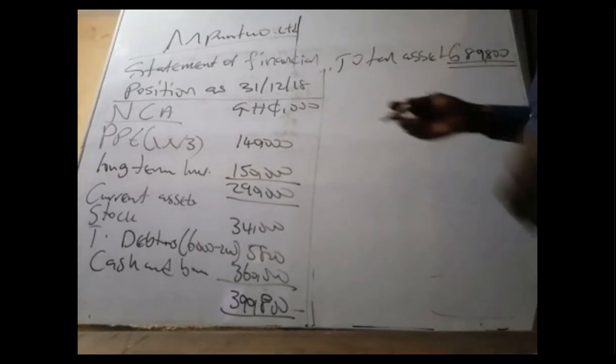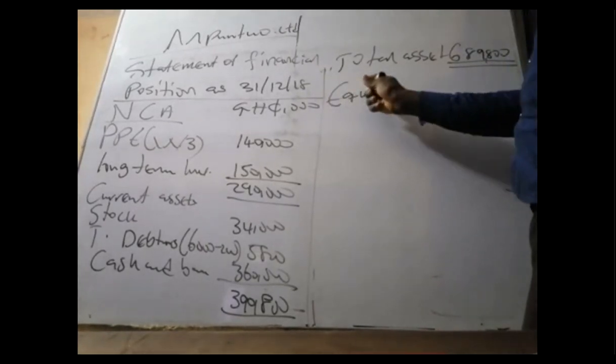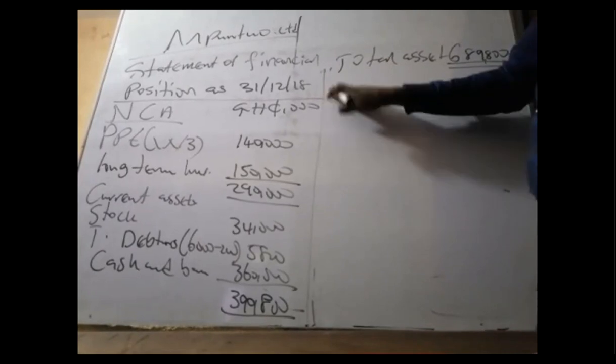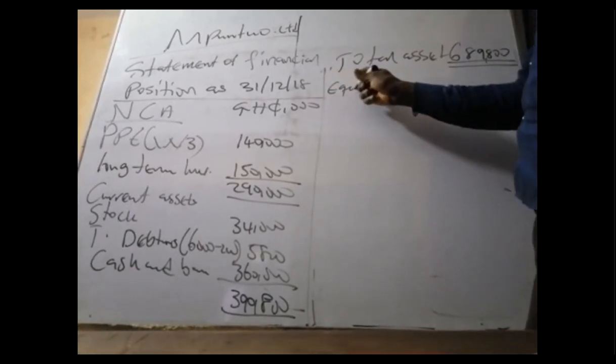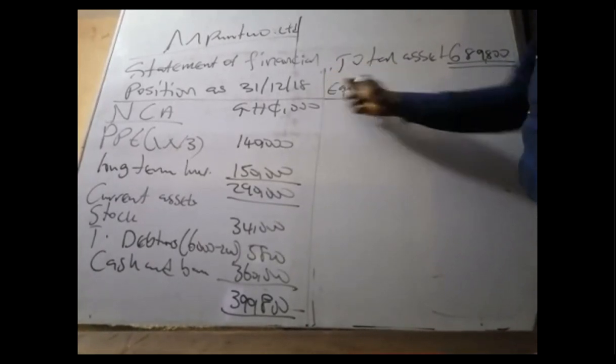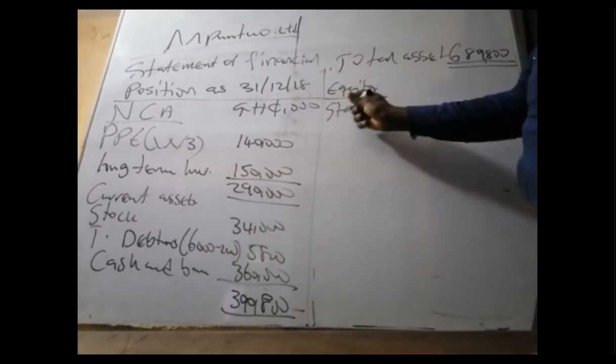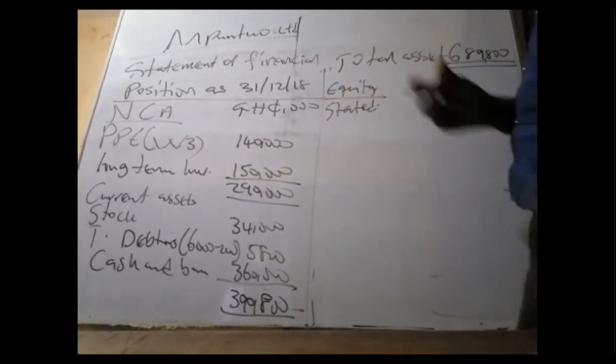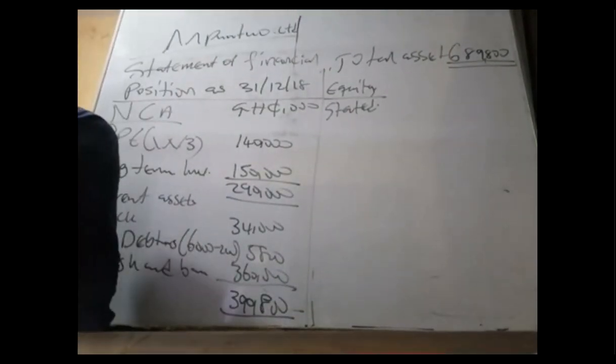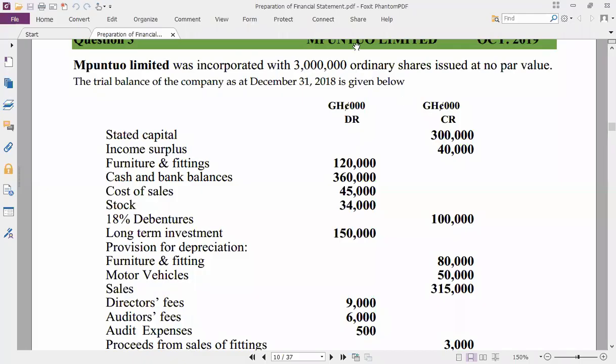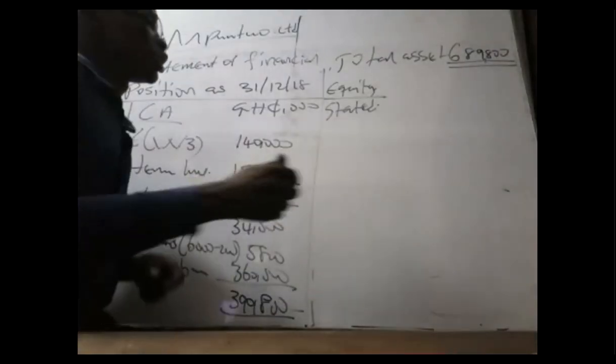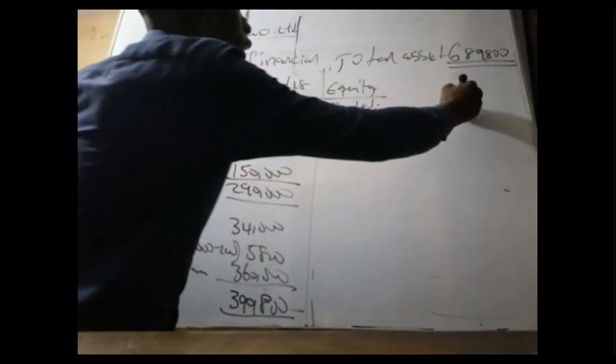And let's go to the last thing, equity. Let's quickly run to equity. Equity goes to stated capital. The share capital has been given to us already. So let's go and pick it up. Share capital is the first item, the 300,000, right? The share capital is 300,000.